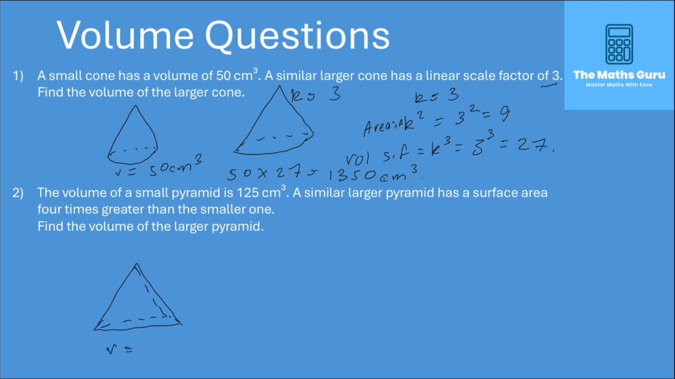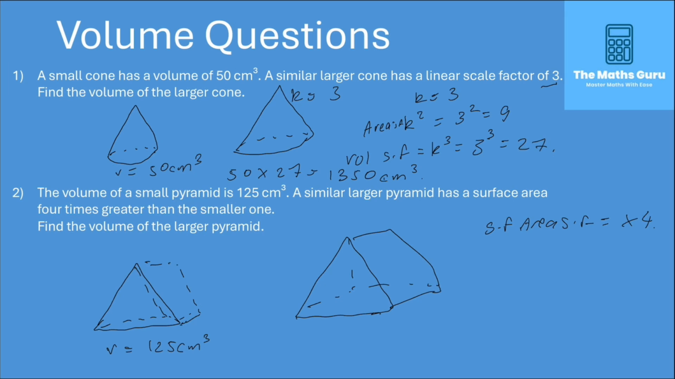Okay, the volume of a small pyramid is 125 centimeters cubed. So volume is equal to 125 centimeters cubed. We have, let's say, that's a pyramid. So a similar larger pyramid has a surface area 4 times greater than the smaller one. So this tells us that we have our larger one, which looks something like this. That is our larger pyramid, and it has a surface area 4 times greater than the smaller one. So the surface area scale factor is equal to times by 4.